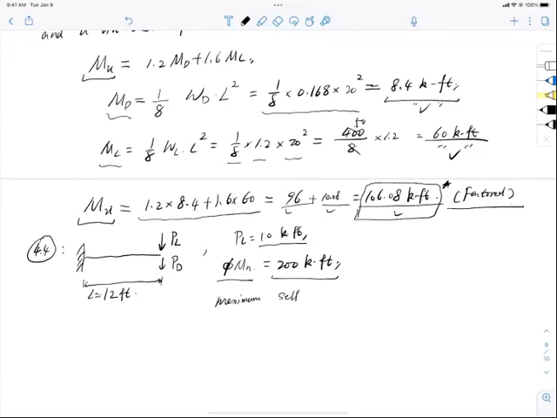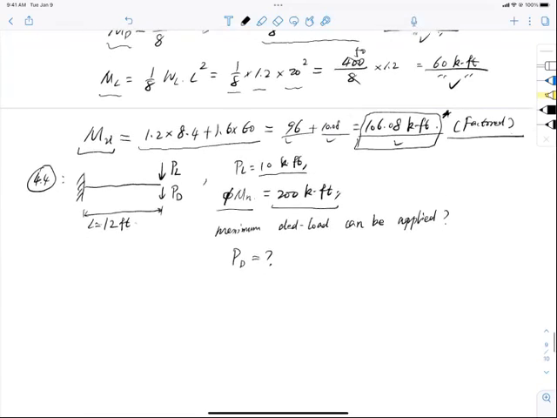self weight? Or I shouldn't say self weight because dead load includes other things as well. So maximum dead load can be applied to the beam. Okay, so that is to find out my PD. Okay, now how to solve this fellow right here? How to solve this fellow here?